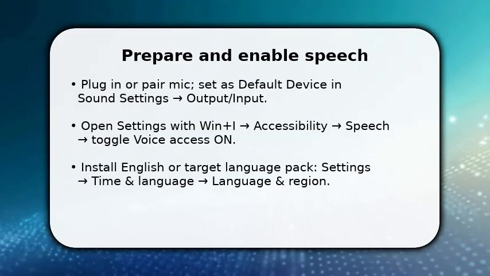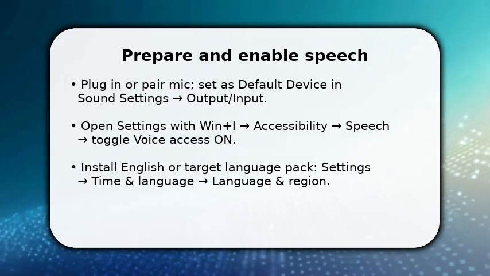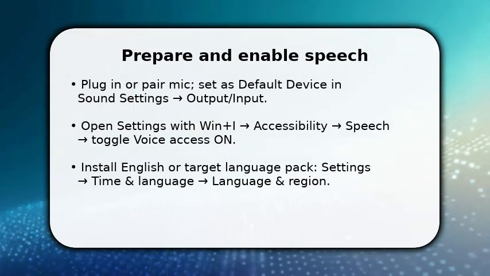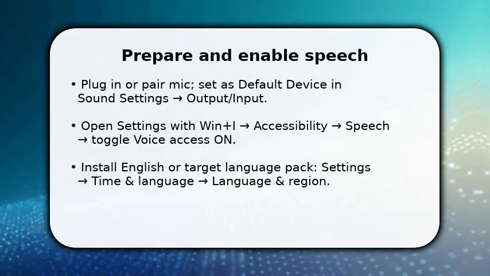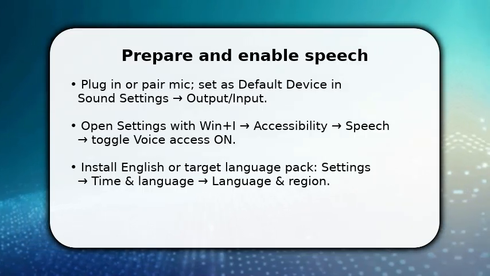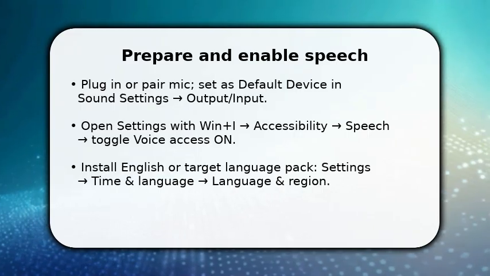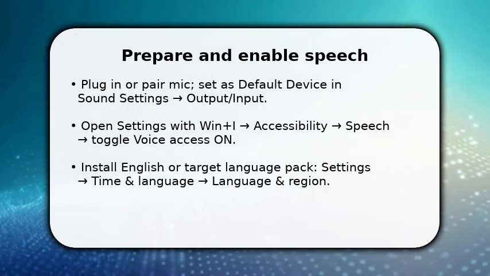You start by making the mic work reliably. Plug in or pair it, then set it as the default input in sound settings. Once done, press Windows key + I and go to Accessibility > Speech. Toggle voice access on so Windows can listen.